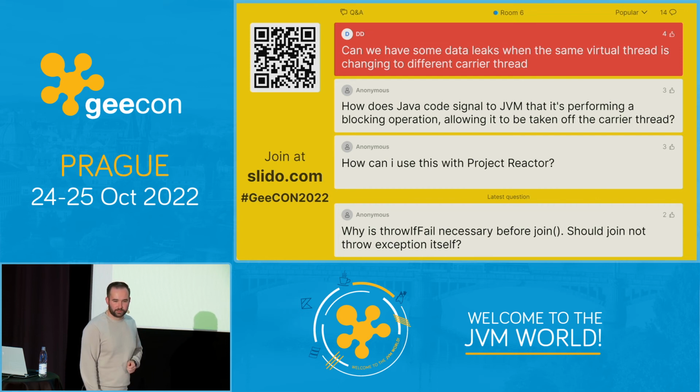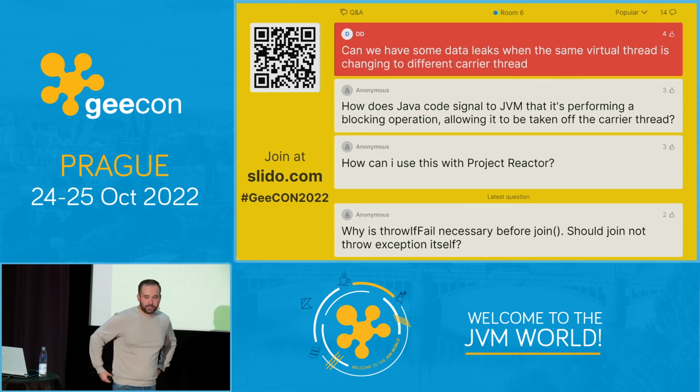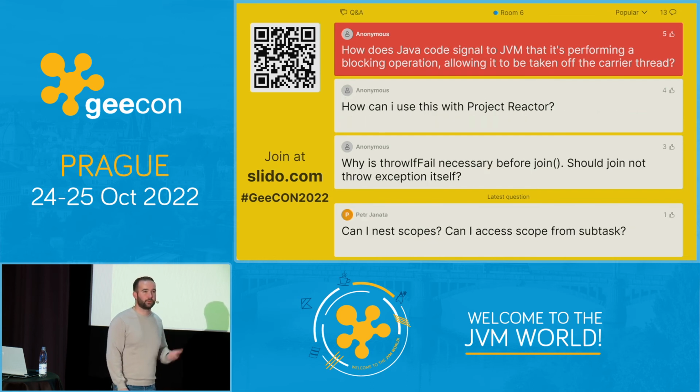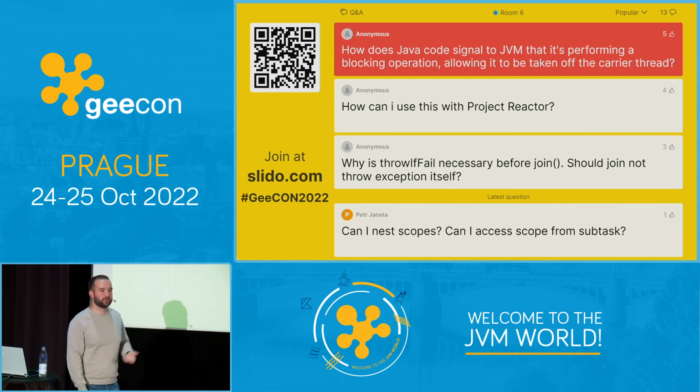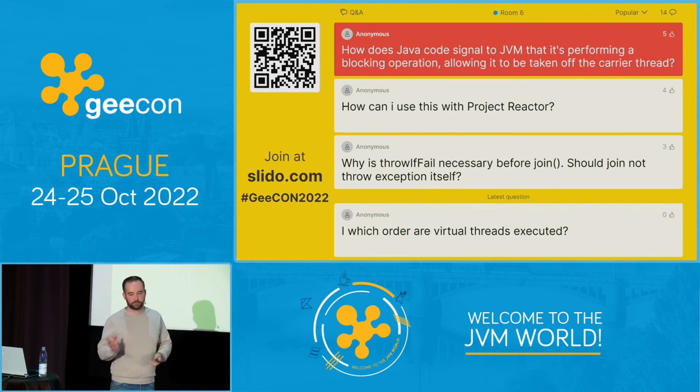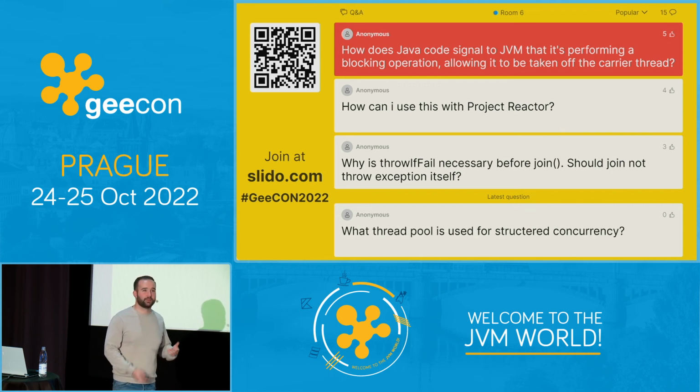How does Java code signal to the JVM that it's performing a blocking operation? That's a very good question. Most of the blocking methods have been rewritten, so they are aware of what a virtual thread is. So if you, for example, step in a Thread.sleep, the Thread.sleep will check if it's a virtual thread, and if so, it will call another kind of special scheduler, but the methods just have been rewritten to be aware of virtual threads.